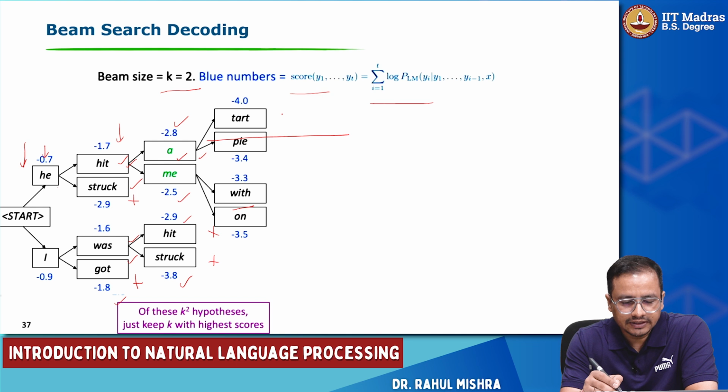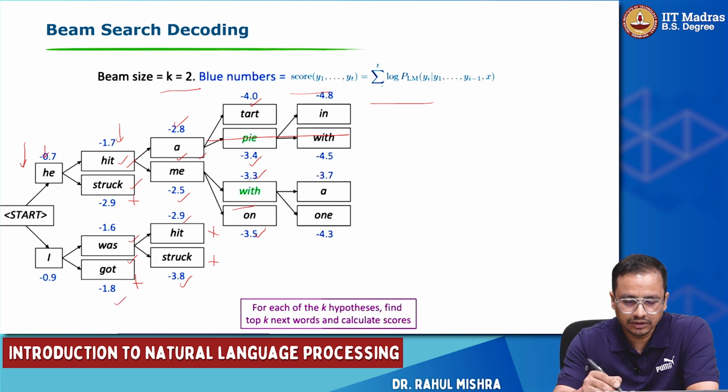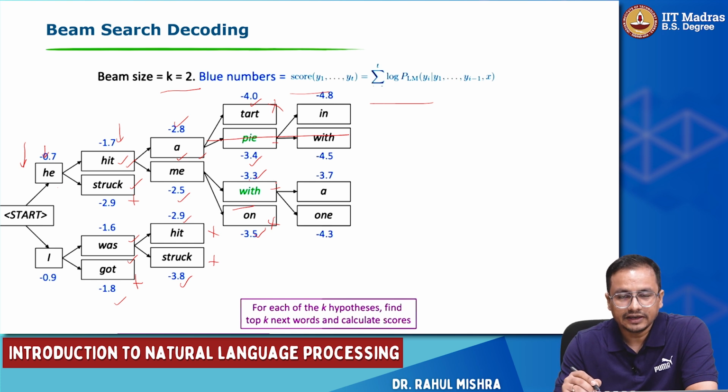Now we need to calculate the same thing again, and let's say we got minus 4.0, minus 3.4, minus 3.3 and minus 3.5. We already see the top two probabilities, or top two words, will be minus 3.3 and minus 3.4. So pie and with will be selected, and then we prune the rest of them. We explore the selected candidates. So we selected pie and with, and let's say in the next iteration we got in and with for pie, and one for with, and we calculate the probability in a very similar fashion.